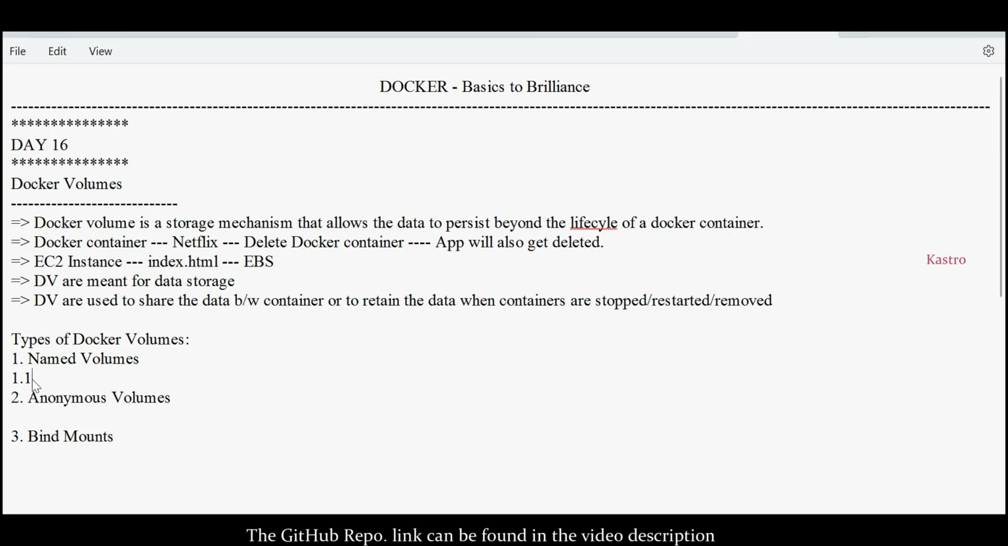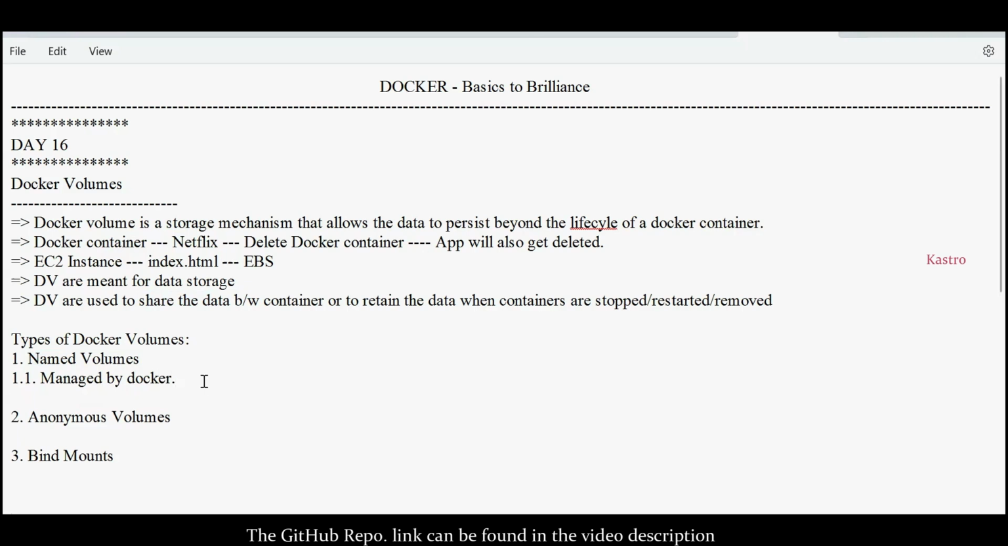Now, what is meant by a named volume? As the name itself tells, it is going to be named. When you give a naming convention to a volume, that's called a named volume. These named volumes are managed by Docker.